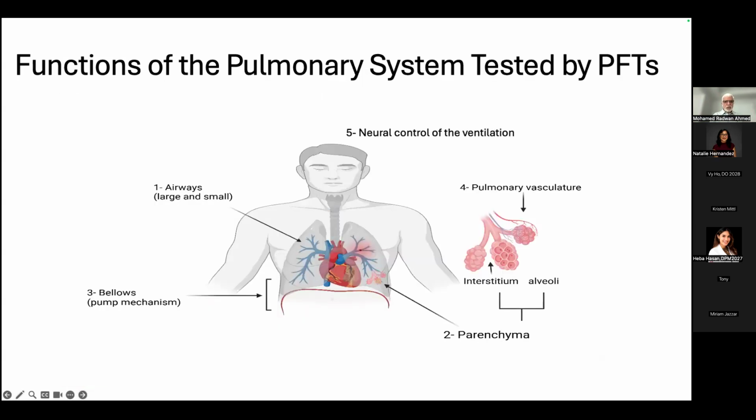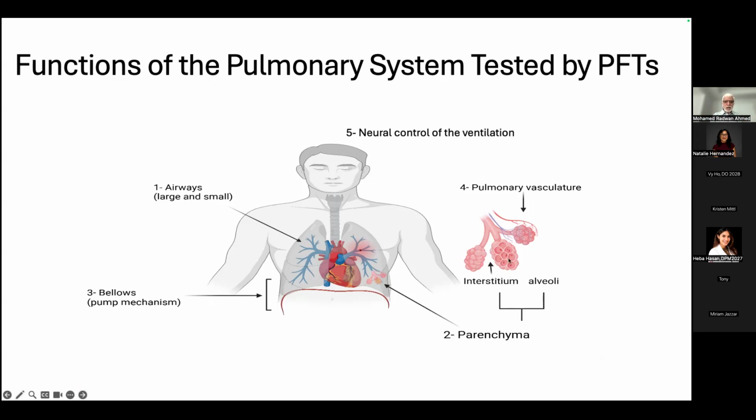All right, so what do we measure? Pulmonary function tests measure airway size or flow in the airway, so either large or small airway. They measure the parenchyma. What is parenchyma? Parenchyma is interstitium. In the lung we have the airways and the parenchyma. Parenchyma is interstitium and alveoli. So we have tests for both. The interstitium is mainly affected by fibrosis.